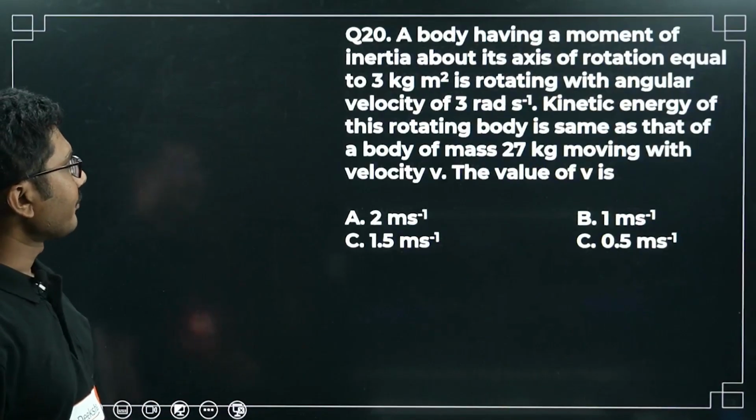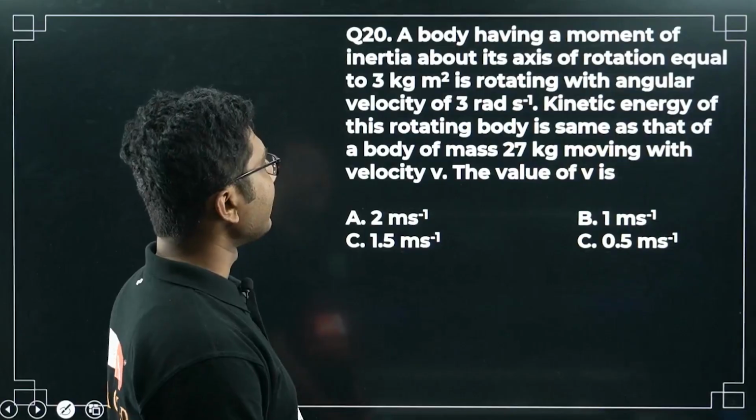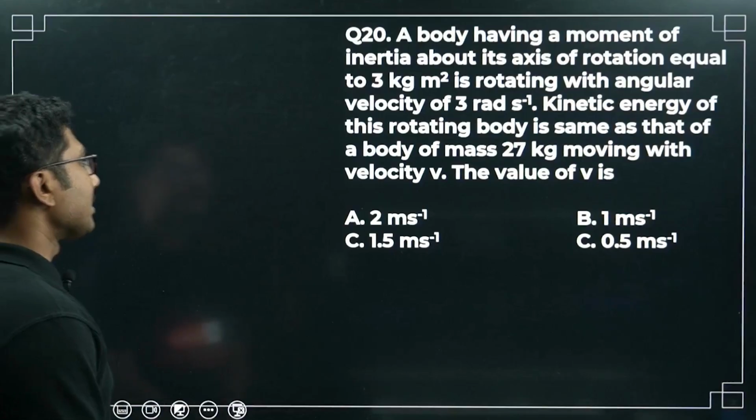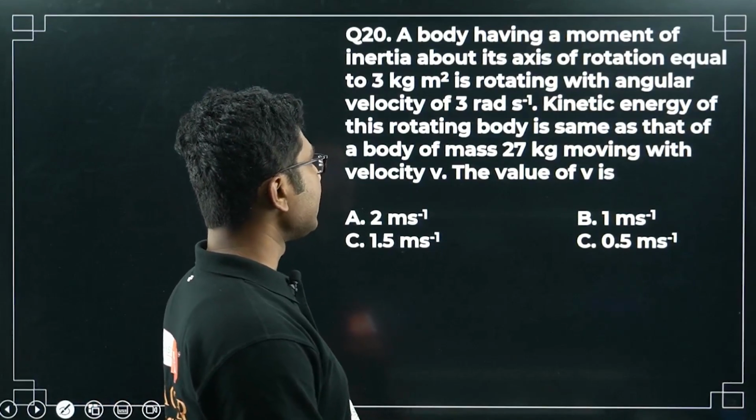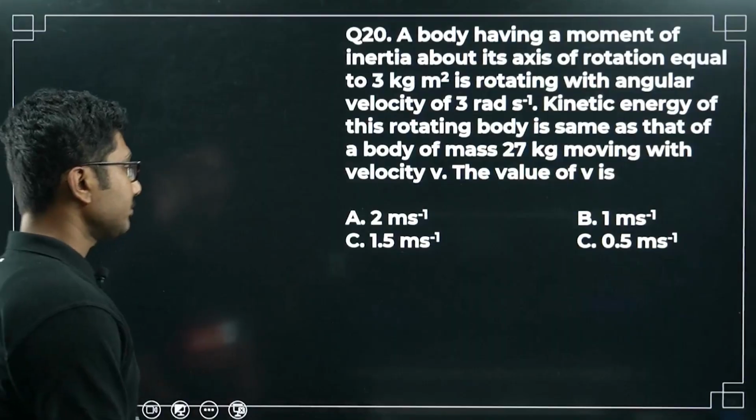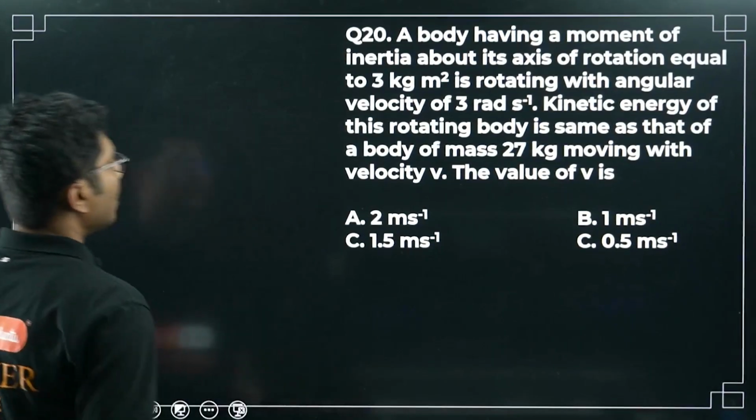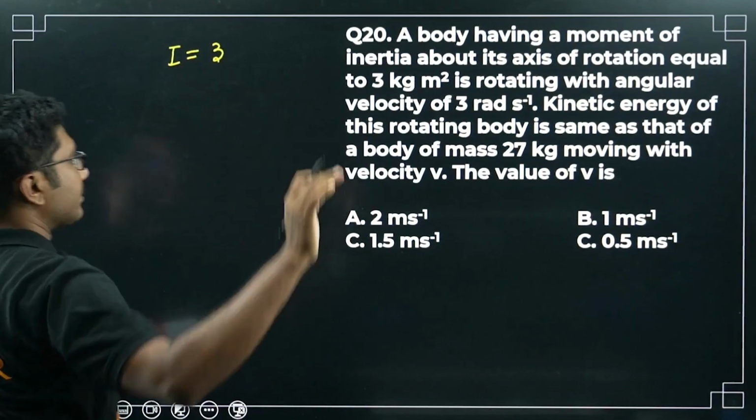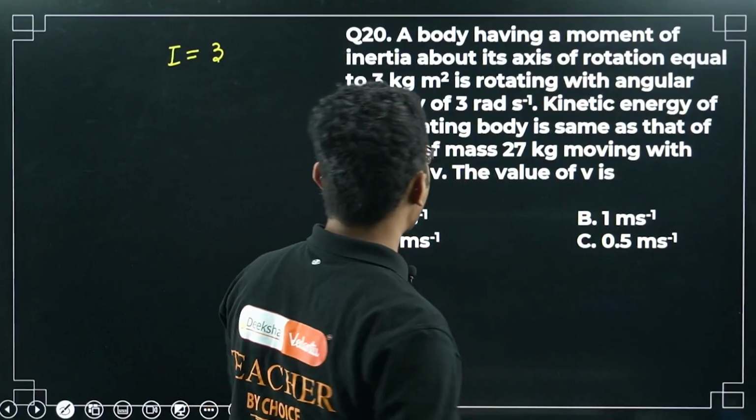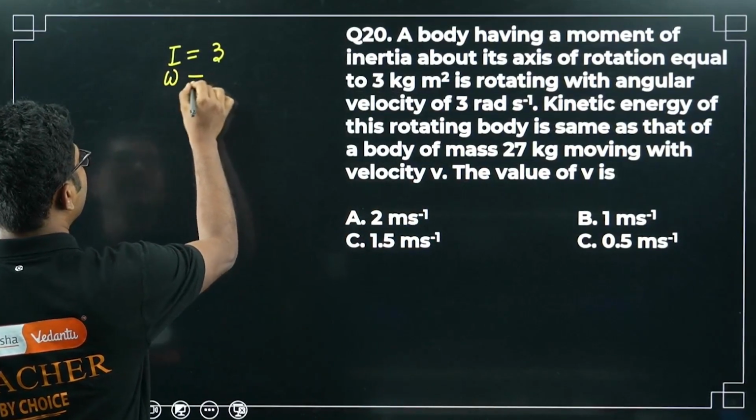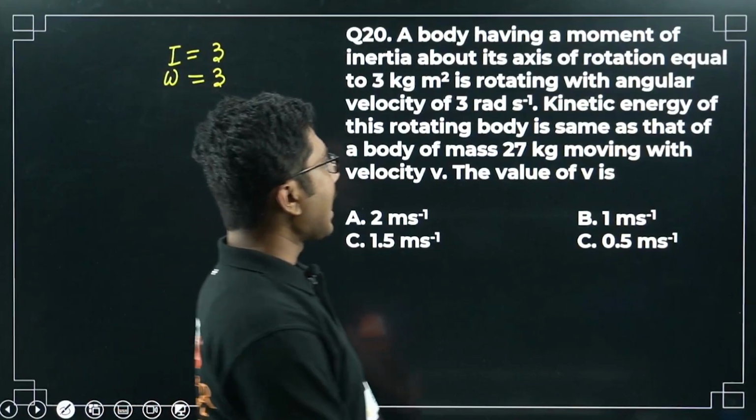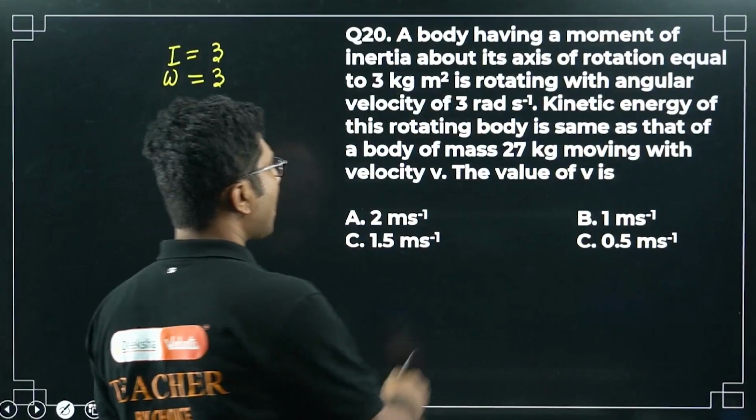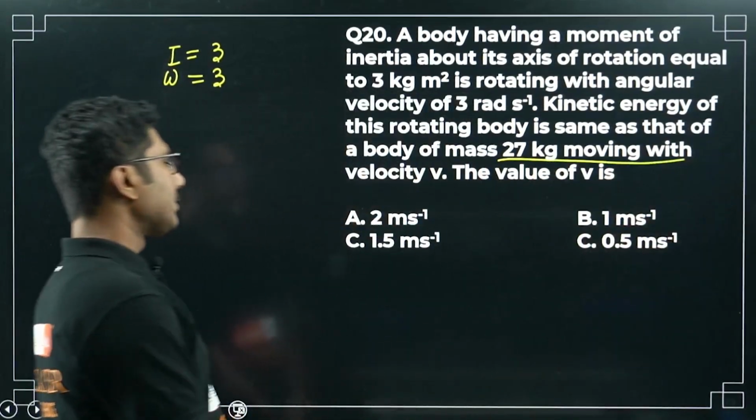Now next question, question number 20. A body having moment of inertia about its axis of rotation equal to 3 kg meter square is rotating with an angular velocity of 3 radian per second. So moment of inertia is I equals 3 kg meter square, SI unit. It is rotating with an angular velocity of 3 radian per second, again SI unit. The kinetic energy of this rotating body is the same as that of a body of mass 27 kg moving with velocity v.